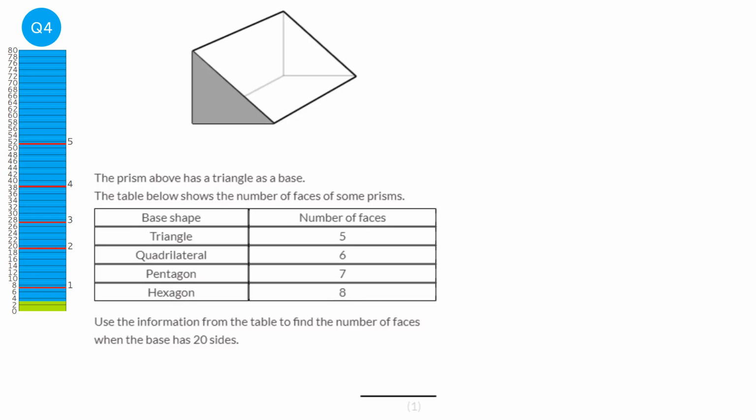Something to realise in this table we're given in this question is that the triangle has 3 sides, quadrilateral 4, pentagon 5, and hexagon 6. And that number is just 2 less than the number of faces. So basically, if you've got the number of sides, you add 2. So 4 plus 2 is 6, 5 plus 2 is 7, and 6 plus 2 is 8. So if we've got 20 sides, and we just do the same thing, so we're just adding 2, then we should have 22 faces. So our answer is 22.